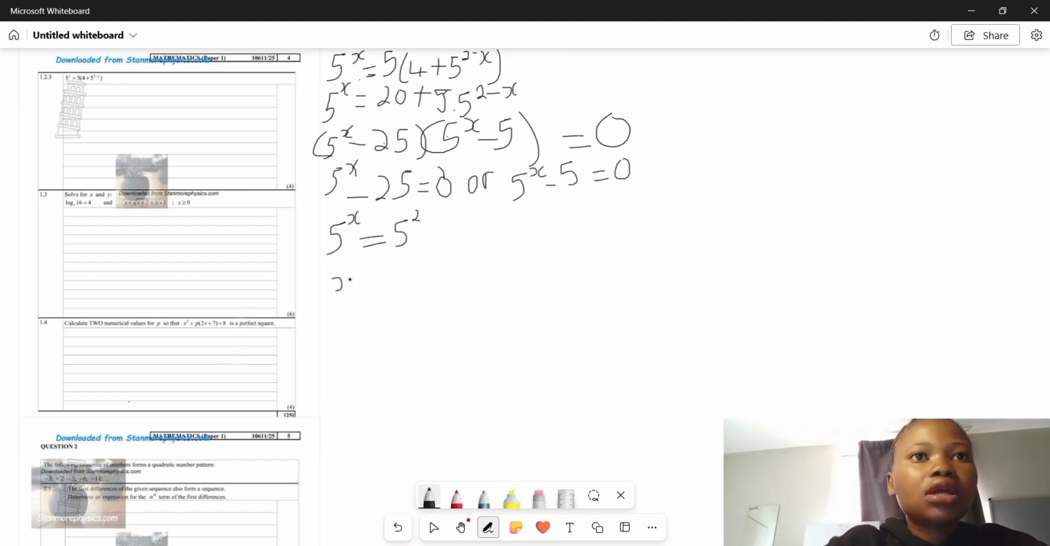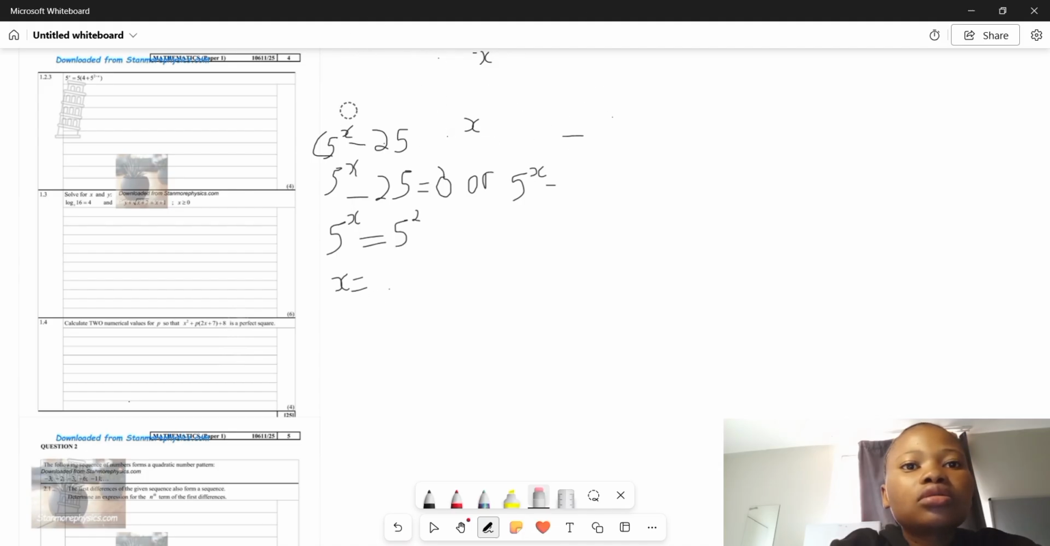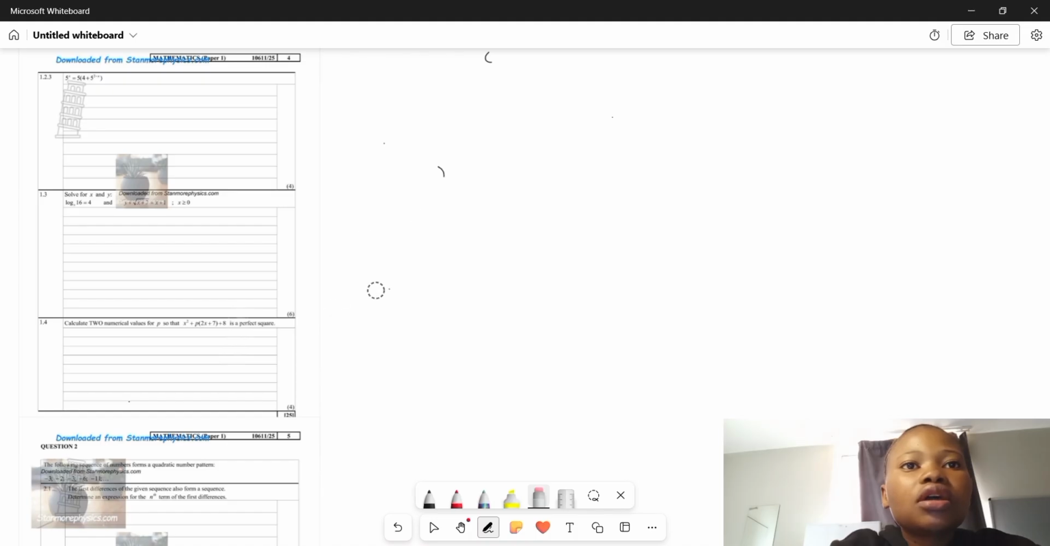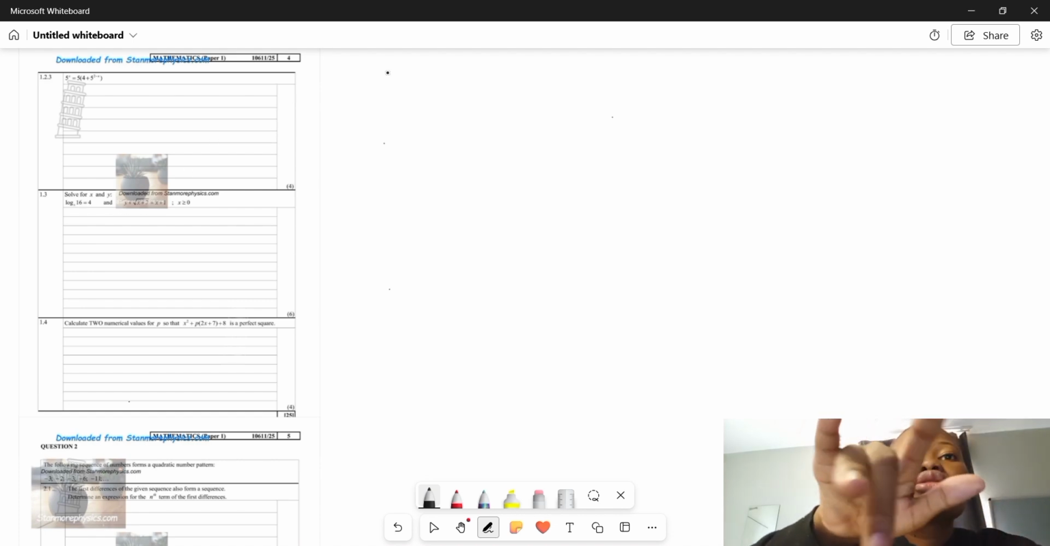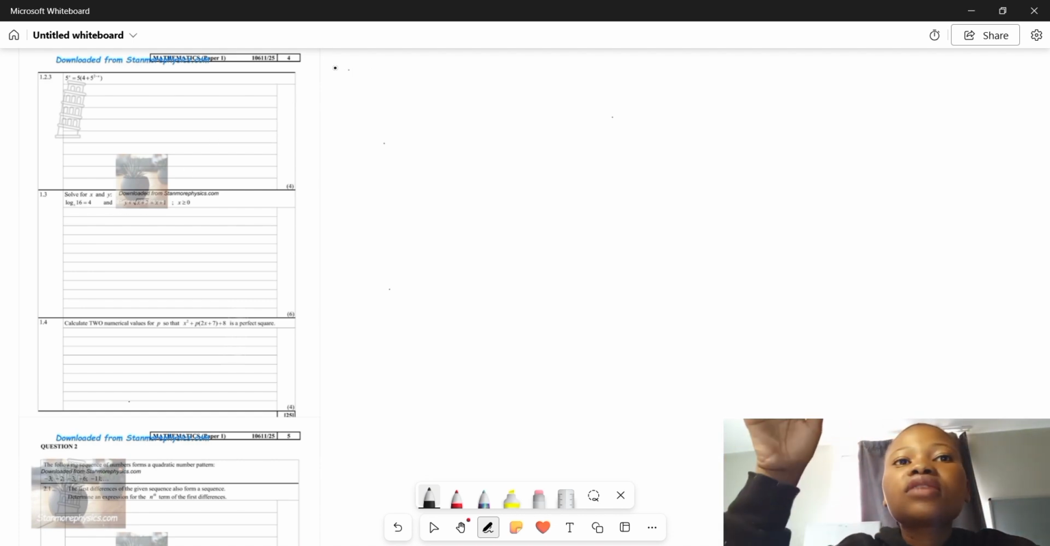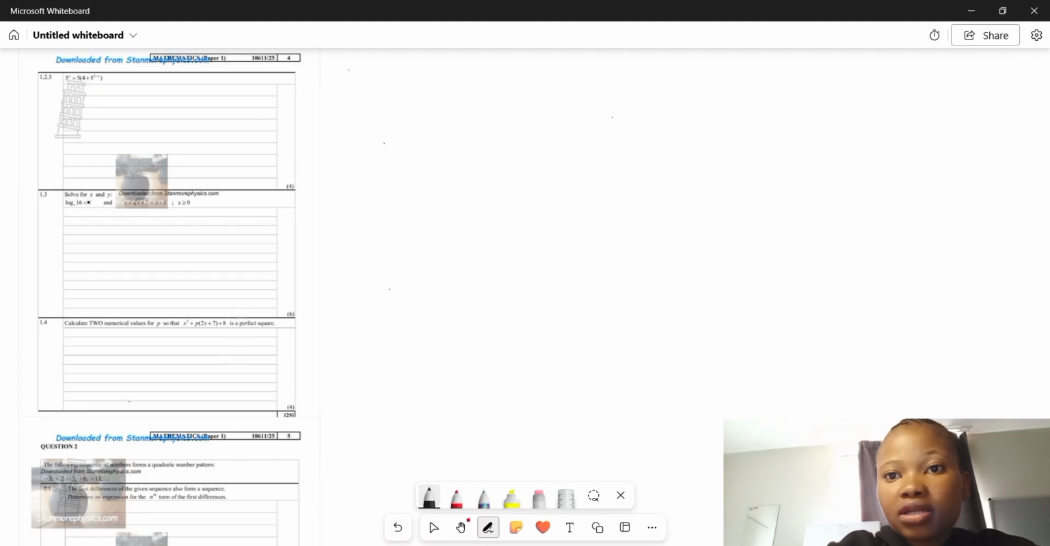Now we're going to have 5^x is equal to 5 to the power of 2, whereby x is going to be 2. So in this case, it's not applicable, meaning when we substitute this, it is not giving us the correct answers. All right, it's not applicable.